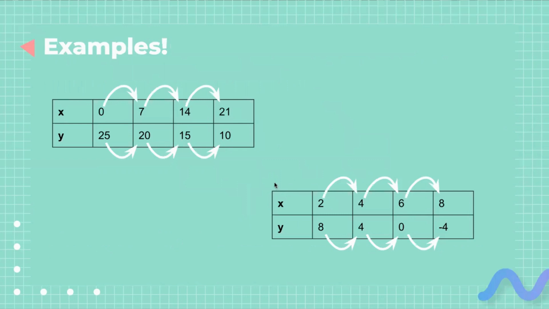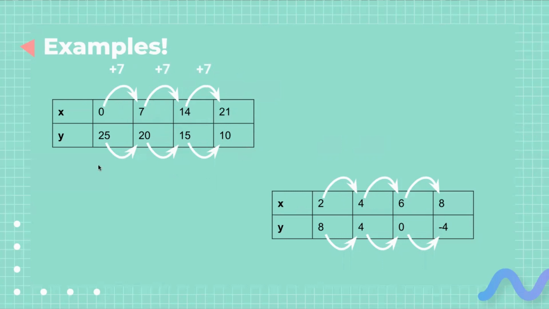Here are a few more examples for you to try. This first table, we have x values 0, 7, 14, and 21. So let's find the rate of change of our x's first. From 0 to 7, we're adding 7. From 7 to 14, we're adding 7 again. And from 14 to 21, we're adding 7 once more. So far, our x values are constant, and this is so far representing a linear function.